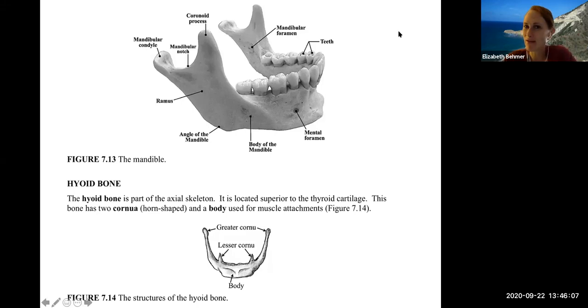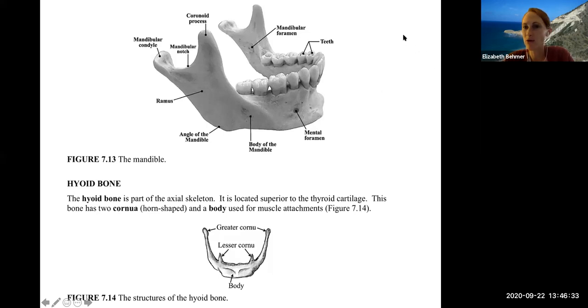The mandibular foramen, if any of you have had dental work done, houses a nerve that will often be anesthetized during dental work to try to numb parts of your mouth for cavities or root canals. So if you have gotten a shot in your mouth, they're shooting up the nerve in that mandibular foramen. Here's the body of the mandible, the mental foramen, the angle of the mandible, and the ramus.